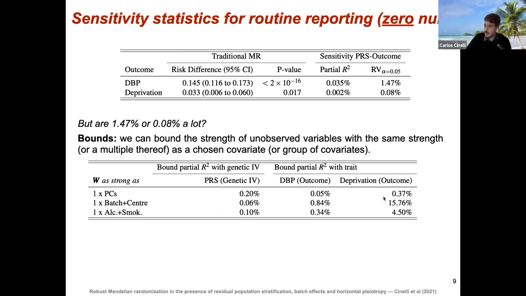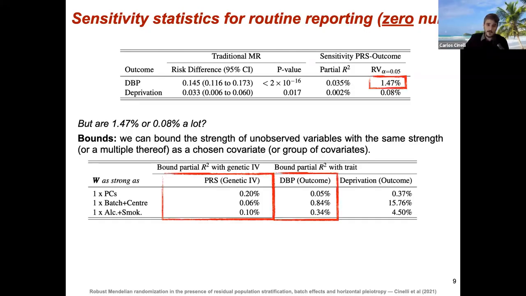Now, no, this is not the same as how much variation these observed variables explain, right? So that's why I showed you that formula. This is a bound on the strength of W if it had the same strength of observed association as these observed variables, both with the instrument and with the outcome trait.